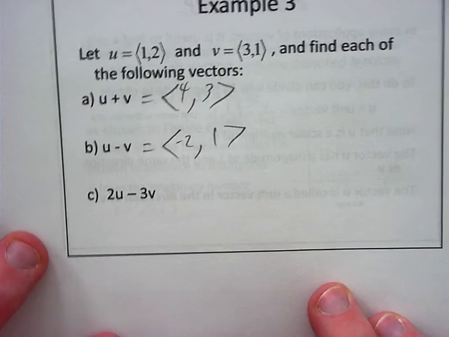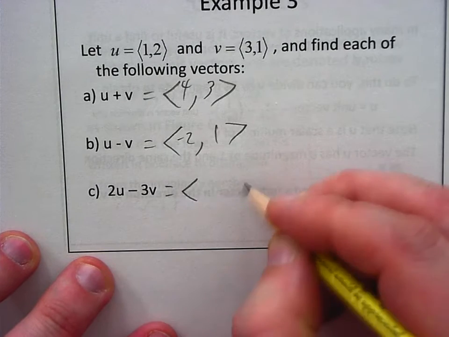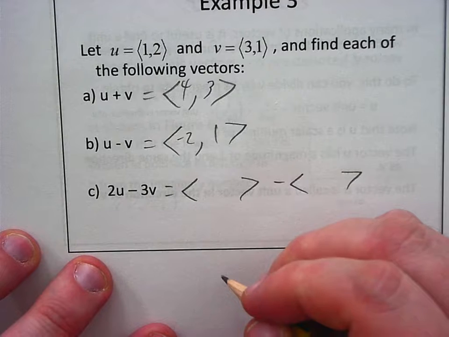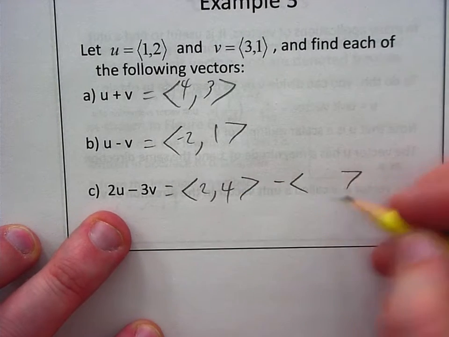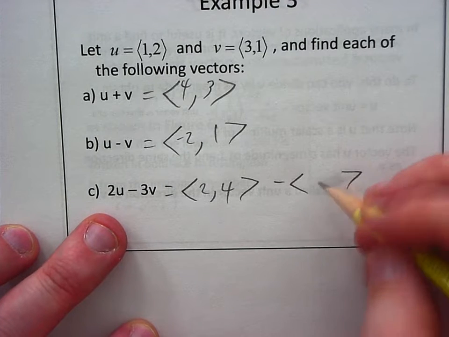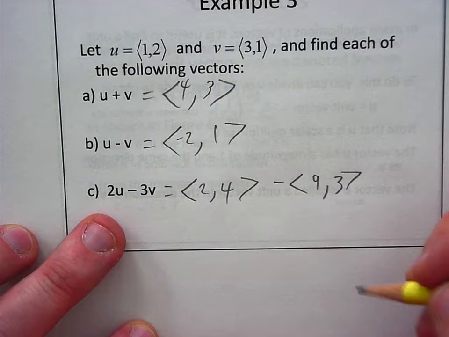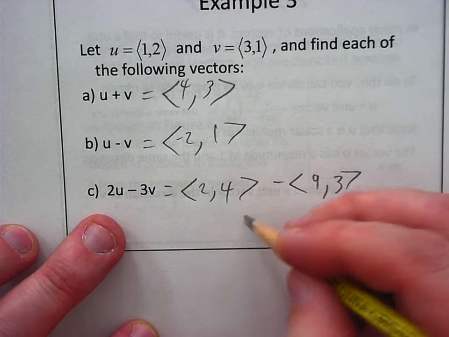2u minus 3v. Do that in 2 steps just to keep track of all the moving parts. What would you get for 2u? 2 and 4. You literally just double everything in u. What about for 3v? 9 and 3. Triple everything. Yep. Then subtract them. You get what?